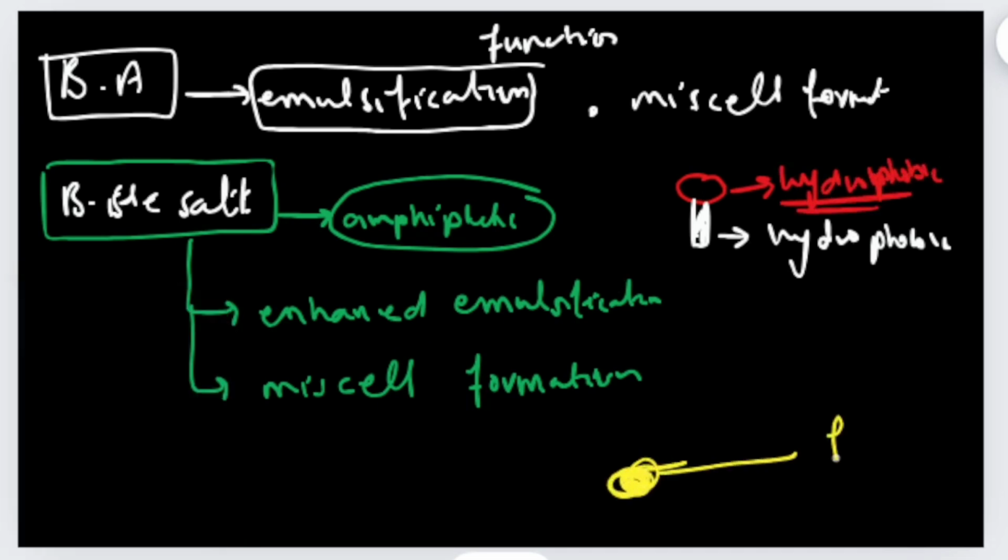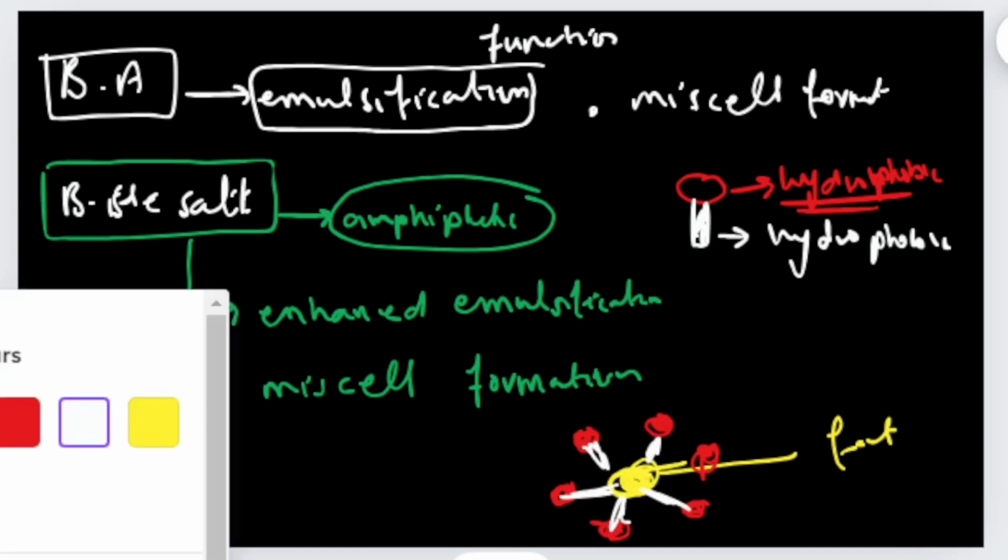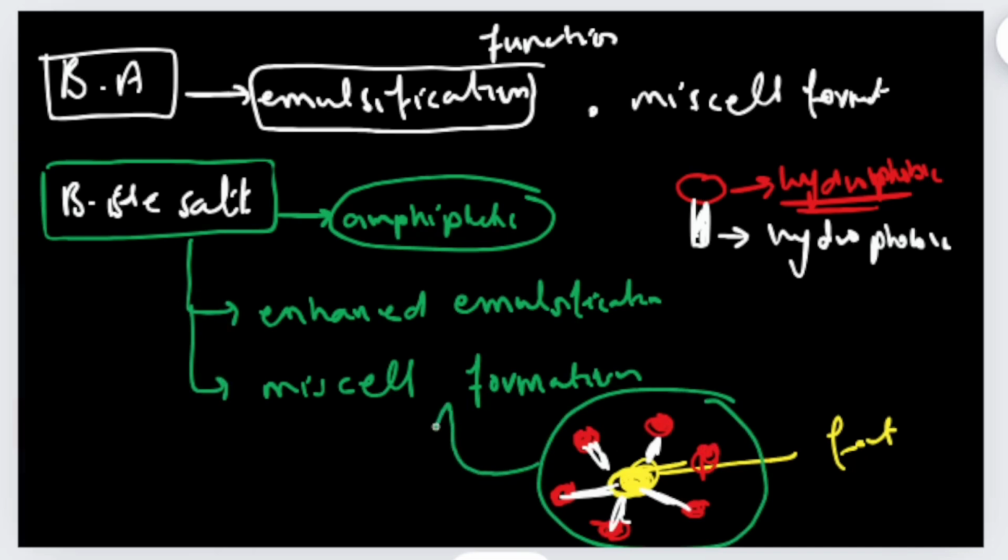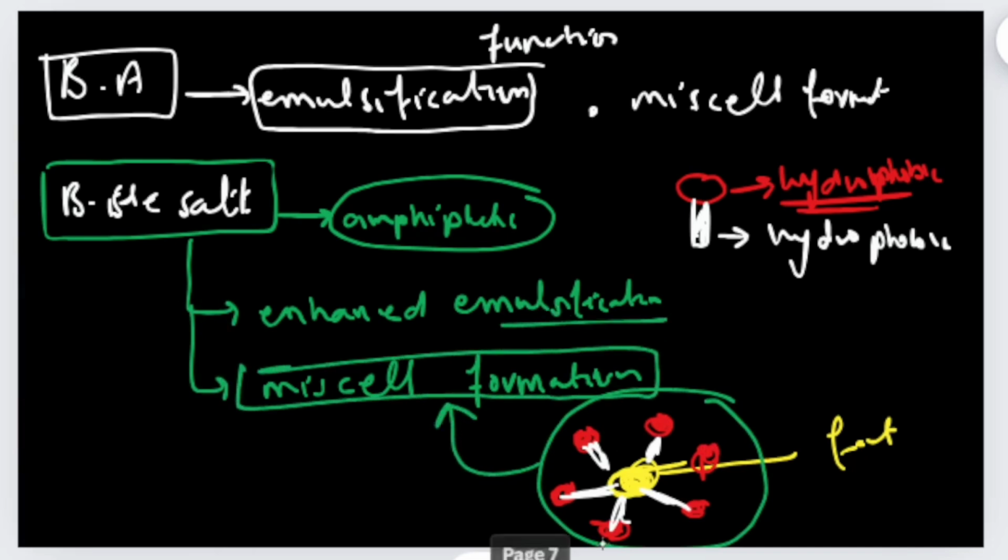Okay, so in emulsification formation, for example, this is a fat drop. Around this, the bile salt and bile acid are formed, and the hydrophobic part comes toward the fats and the hydrophilic part comes toward the outside. So this is actually the micelle, and this can easily be transported and absorbed through the intestines.